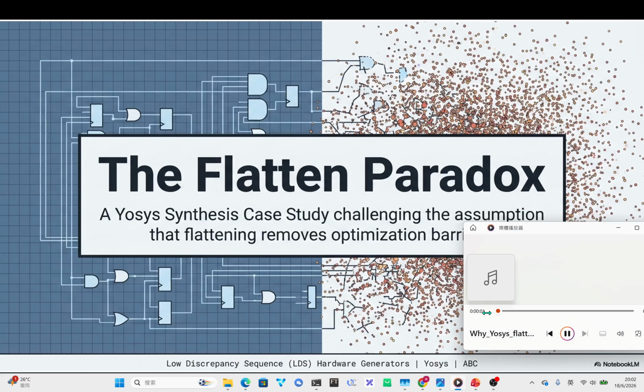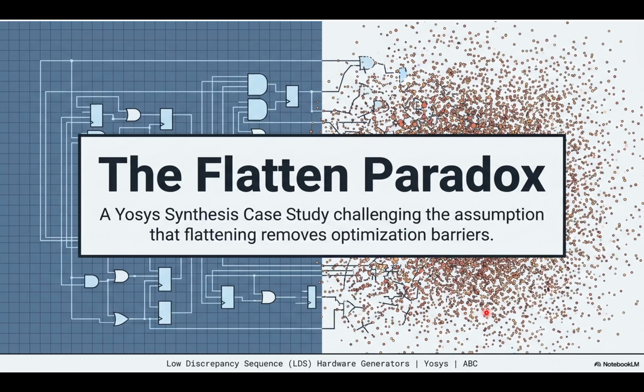Imagine you're trying to organize a massive cluttered house, like just a ton of stuff everywhere. Oh, yeah, we've all been there. Right. And your intuition probably tells you that the absolute best way to optimize the space is to take every single item from every single room, tear down all the interior walls, and just dump your possessions into one giant pile in the front yard.